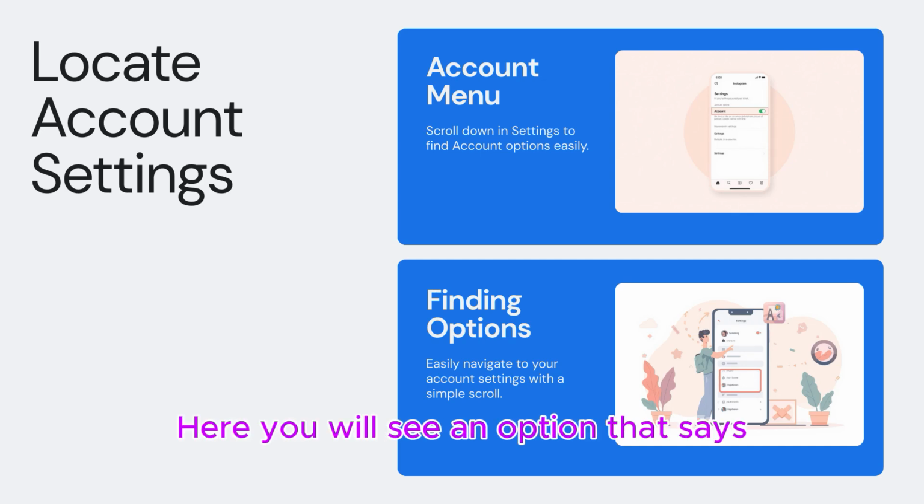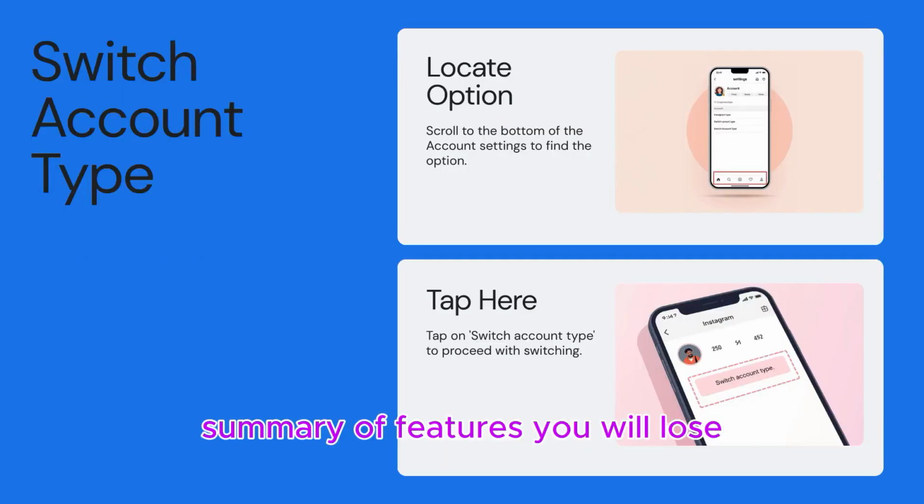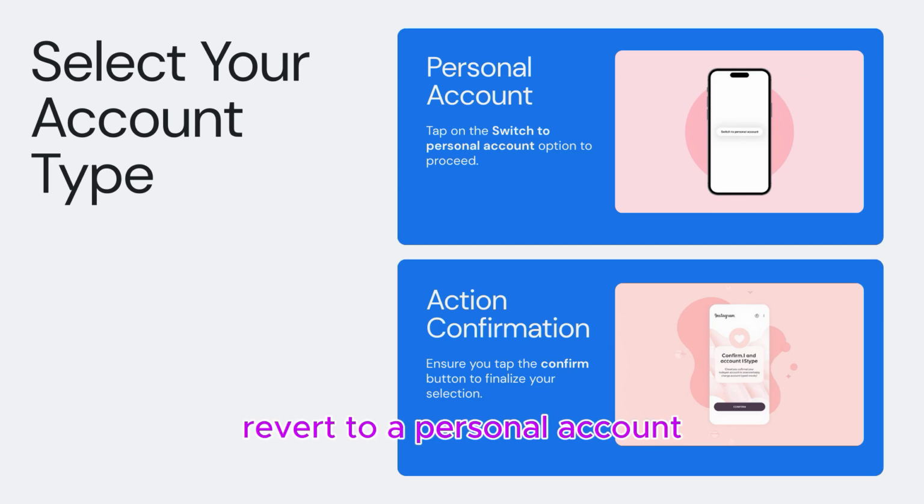Here you will see an option that says Switch to Personal Account. Tap on this option. Instagram will show you a summary of features you will lose, like insights and scheduling tools. Tap Switch Back to confirm. Your account will immediately revert to a personal account.